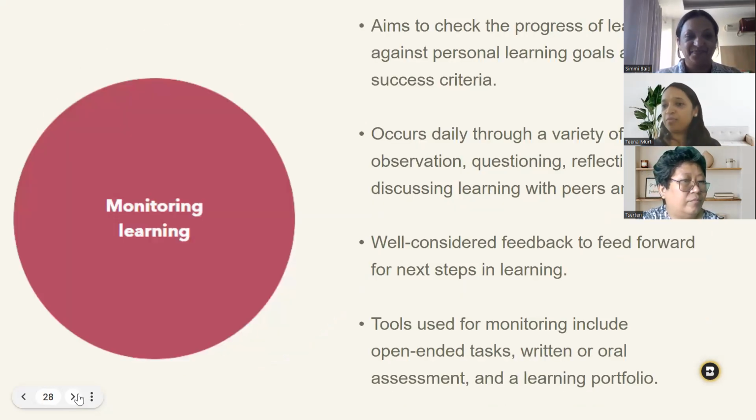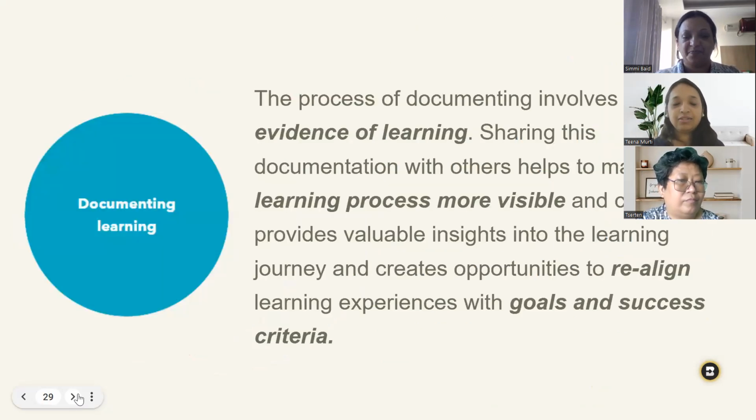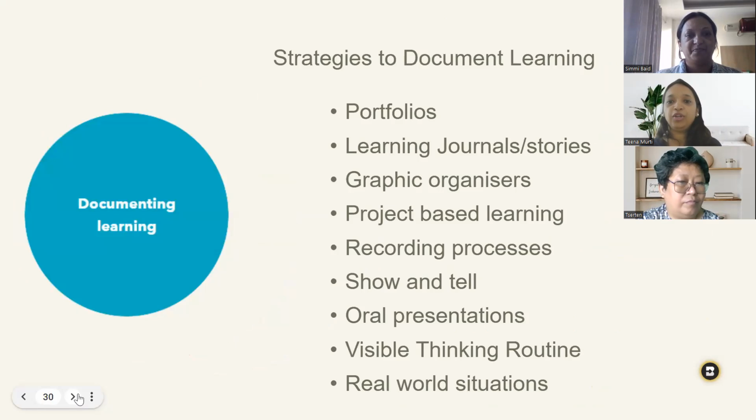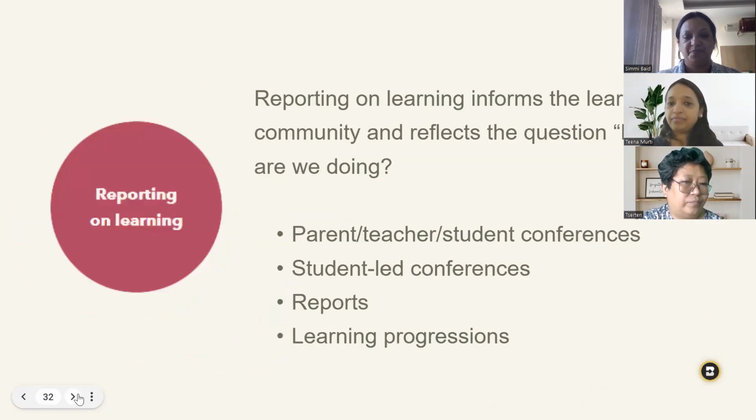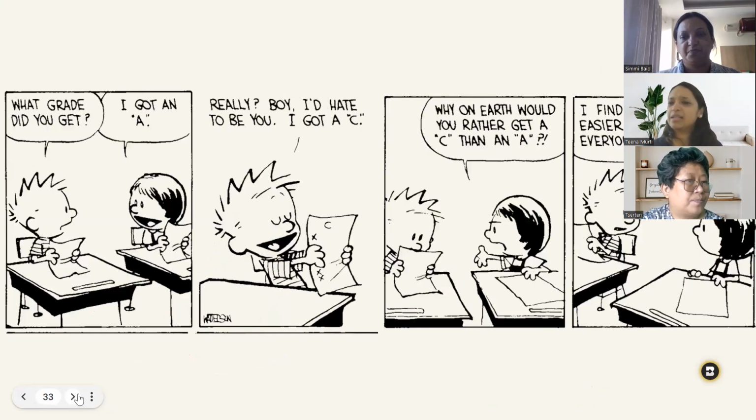So the first one, the most important one, is monitoring. Then documenting, and we have our portfolios, the learning journals, graphics, all of this. We use rubrics, checklists, exemplars. Reporting is done through PTMs, student-led conferences, final reports which we send, comments, and some we do celebration of learning as well, where we invite our parents to see how children are doing.